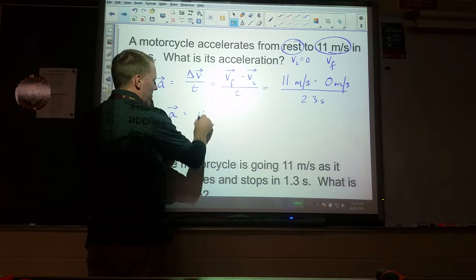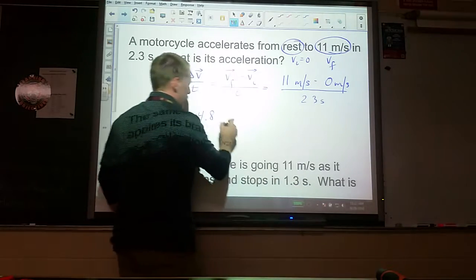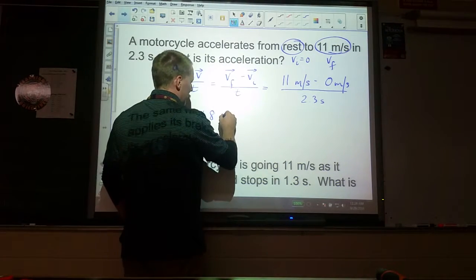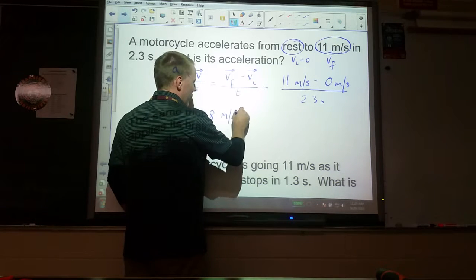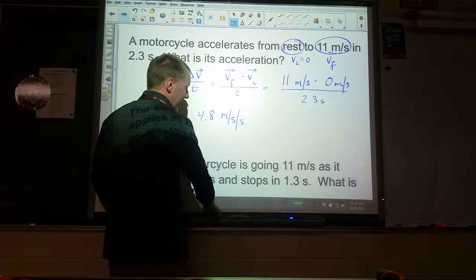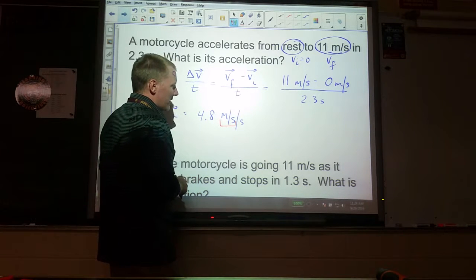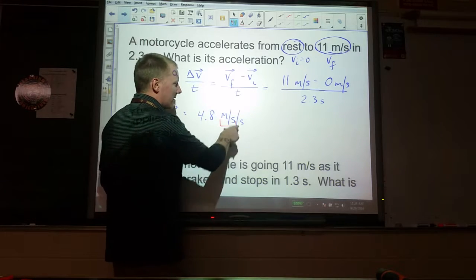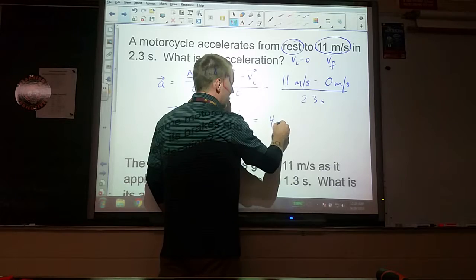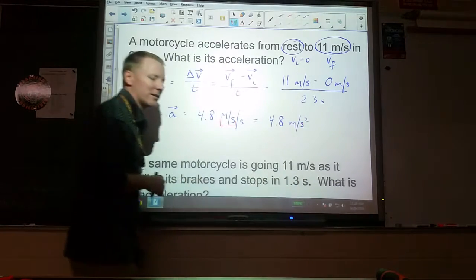4.78, so 4.8 units here. I have meters per second over seconds. Those seconds don't cancel. That's not the way math works. So meters per second is a really good way to do it. I like that because it reminds me that it's how much am I changing in velocity, meters per second, every second. But it's okay to write that in the shorthand way too, 4.8 meters per second squared. That's how you're going to see it in books.